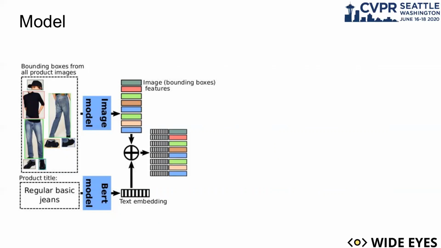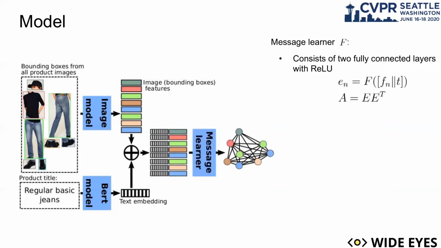Then we concatenate these features and embeddings, and input them to a message learner. The message learner is important because, as I said, the graph is fully connected. Therefore, we cannot just sum the features of neighbor nodes, so we should learn the message passing of the graph. For that, we use the message learner, which consists of two fully connected layers with ReLU. It gets the concatenated features, and for each sample it outputs a feature, which is shown as E_n.